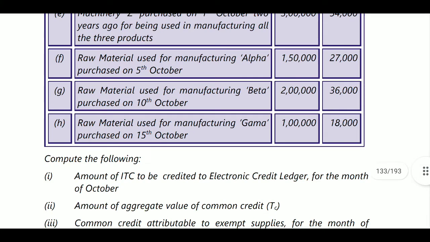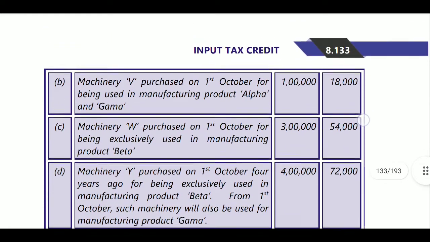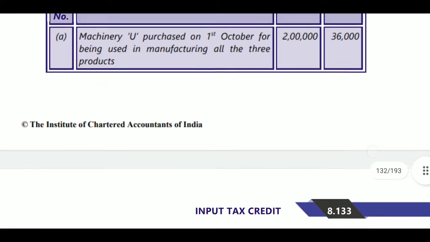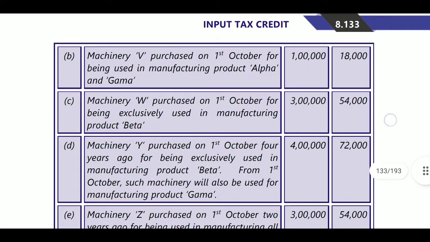18,000 will be considered. So what is the amount of credit eligible to be credited to the electronic credit ledger for the month of October? For the month of October, what is added? 36,000 is added. Next, 18,000 is added.